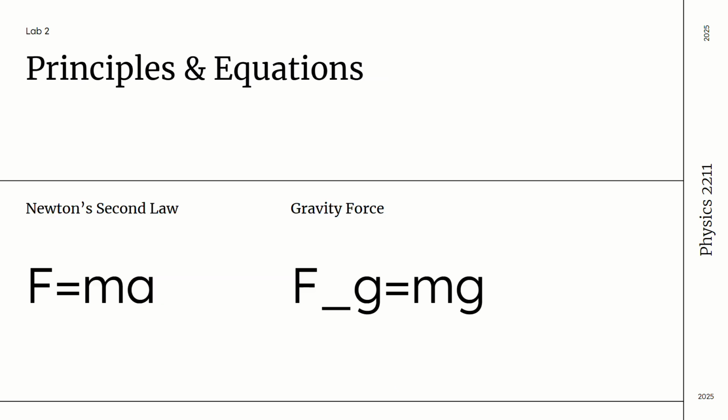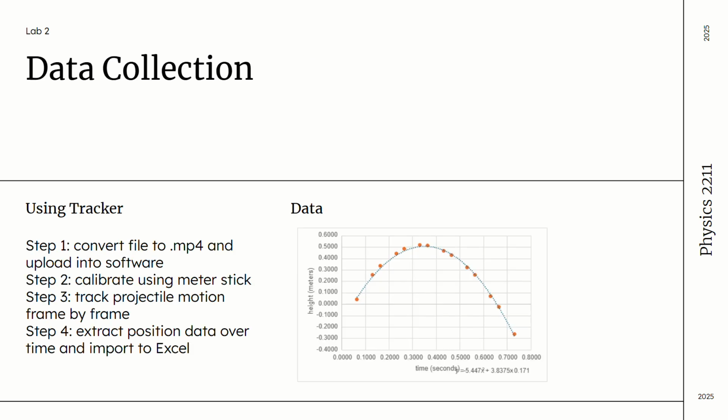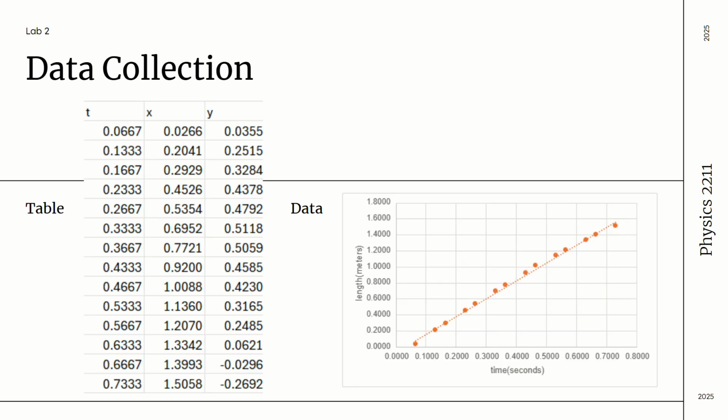So important principles and equations in this is that force equals mass times acceleration, and then the force of gravity is mass times 9.8. So when we're using Tracker, we converted the file to the right thing and uploaded it, and then I put all the data into Excel. So this is the Y versus time, sorry. This is X versus time, and then the actual table.